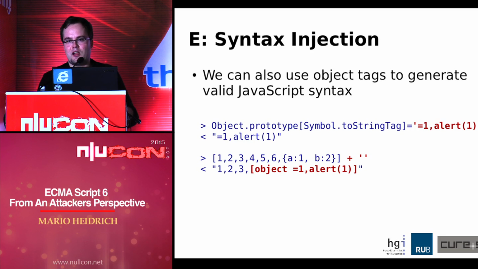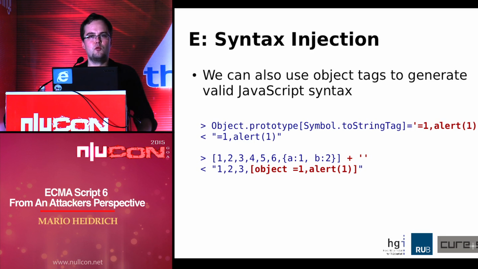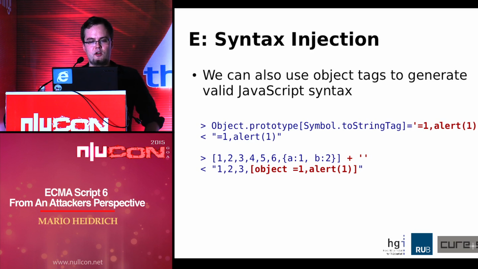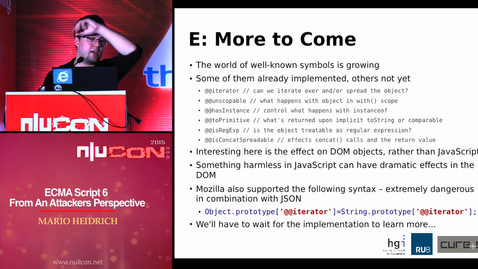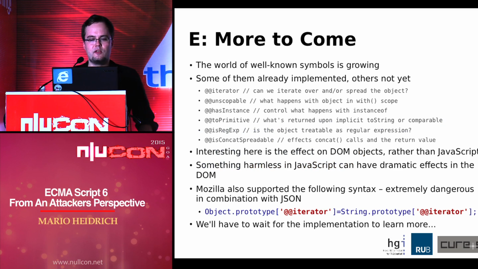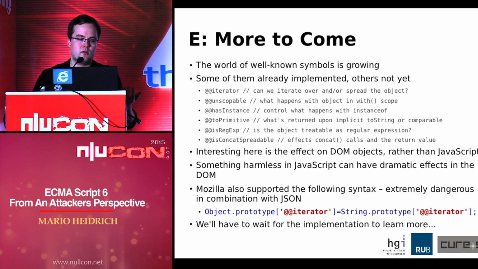Mysterious and kind of hard to understand, but if you see what you can do with it, you have a good baseline to start exploring. There is more to come. There are a bunch more symbols to come, not only toStringTag and the iterator. So we have iterator, we have unscopables, we have Symbol.hasInstance, toPrimitive, isRegExp, so you can, for example, turn objects into regular expression objects even if they are not. I'm not really sure why. And, for example, isConcatSpreadable, which defines whether a concat call on a certain variable or a certain primitive will have an effect or not.